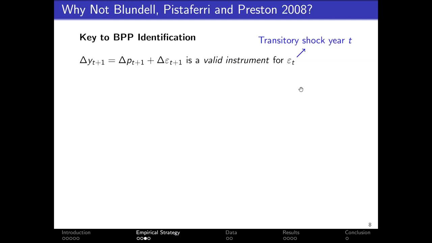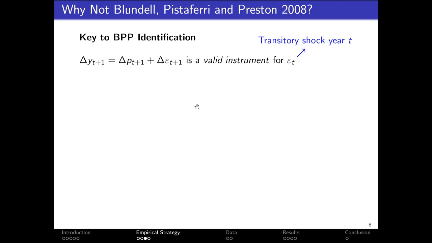So let me try and explain a little bit about the time aggregation problem that has existed in previous work. In particular, there's a question: why did we not follow the Blundell, Pistaferri and Preston 2008 paper, which basically tries to do exactly the same thing? They use the PSID data, but what they're trying to do is very similar.